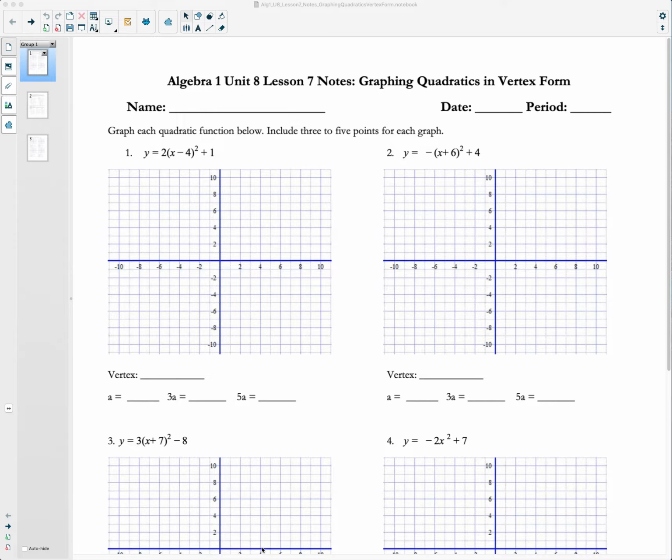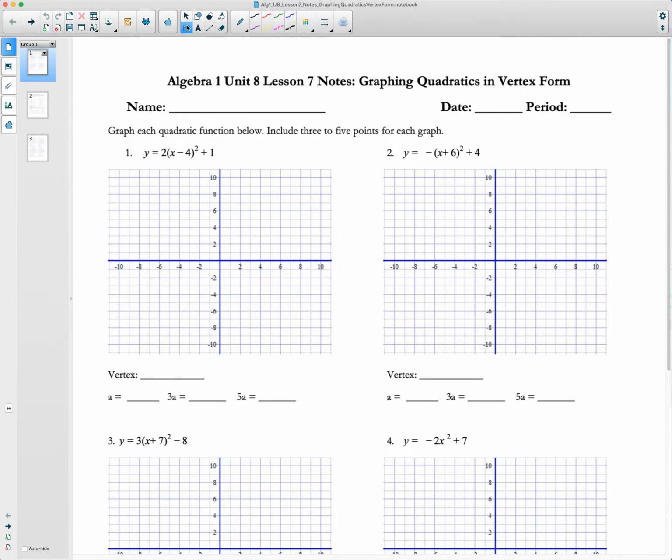So, today's lesson really is mostly a review of some of the concepts we've already talked about this year. But we are going to review how to graph our quadratics in vertex form, something we've done several times this year. And then our goal for the next lesson is to talk about how to graph quadratics in standard form by making some connections to what we already know how to do. All right, so let's take a look at our lesson here.